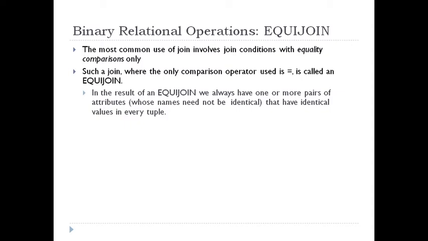Okay, so the result of an equijoin will have one or more pairs of attributes which have identical values in every tuple. Okay, if the attributes are matching in the two relations, such tuples will be fetched.